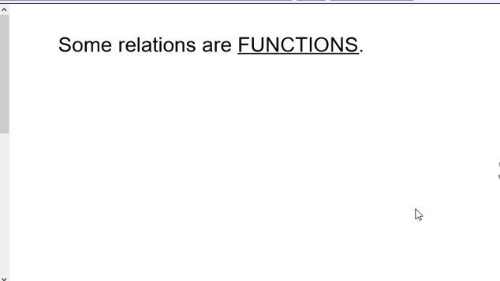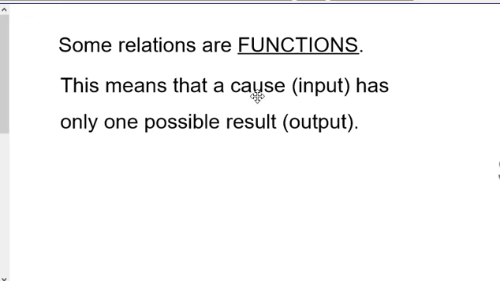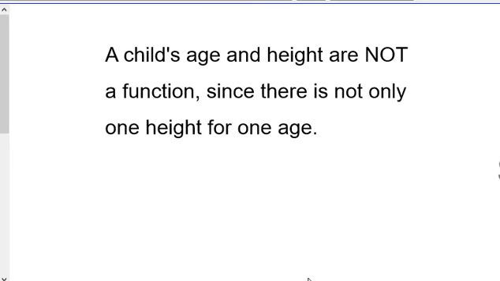But some relations are functions, and a function is very special in that it means that whatever your cause is, your input, has only one possible result. So every 5-year-old is exactly 3 feet tall or 4 feet tall. Of course, that's not true, but that's what a function would be. Every cause has only one possible result or output. A child's age and height are not a function since there's not only one height for one age. So that's not a function.